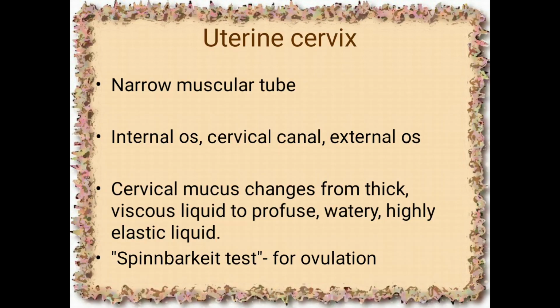The consistency of cervical mucus changes from thick and viscous liquid to profuse, watery and highly elastic liquid, depending upon the phase of the menstrual cycle. This highly elastic liquid forms the physiological basis for the Spinnbarkeit test. Spinnbarkeit refers to a highly elastic substance. This is a test for ovulation.